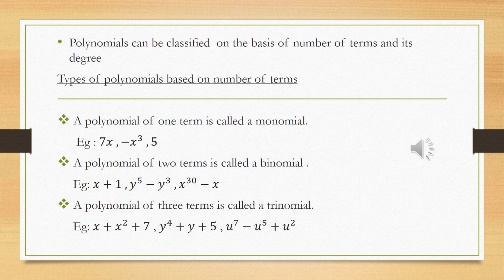If a polynomial contains three terms, it is called a trinomial. Examples: x plus x square plus 7, y raised to 4 plus y plus 5, u raised to 7 minus u raised to 5 plus u square, and so on.